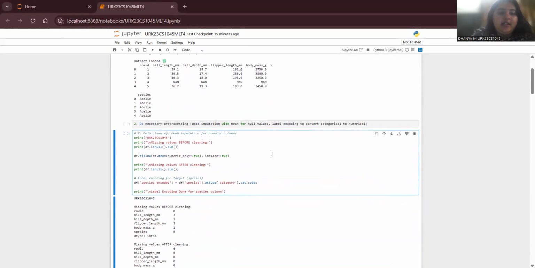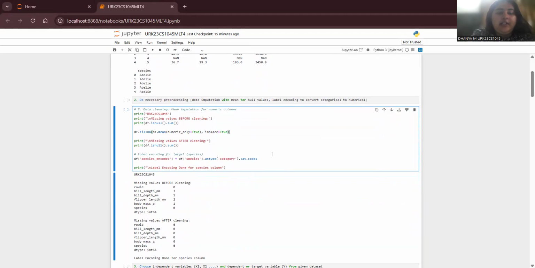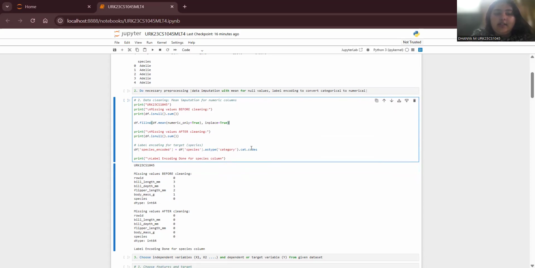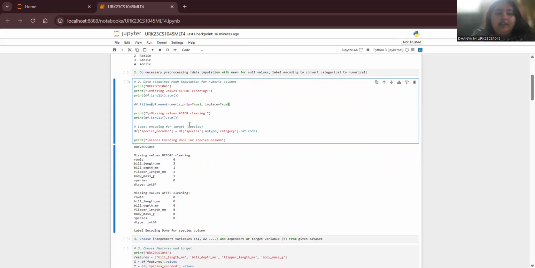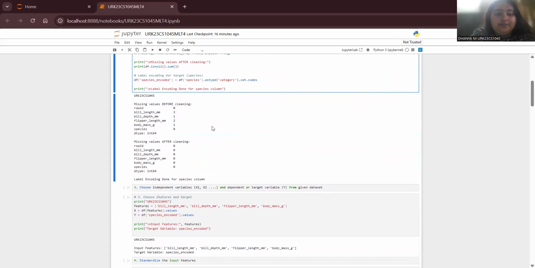For the second question, I did pre-processing. Before training the model, the data set must be cleaned. For that, I did mean imputation and label encoding. Mean imputation: if the data set contains any missing values, they are replaced with the mean value of the column. This ensures the data set is complete and usable. For label encoding, the target variable I use is species. Since species is categorical, and most machine learning models require numerical data, species names are converted into numerical values.